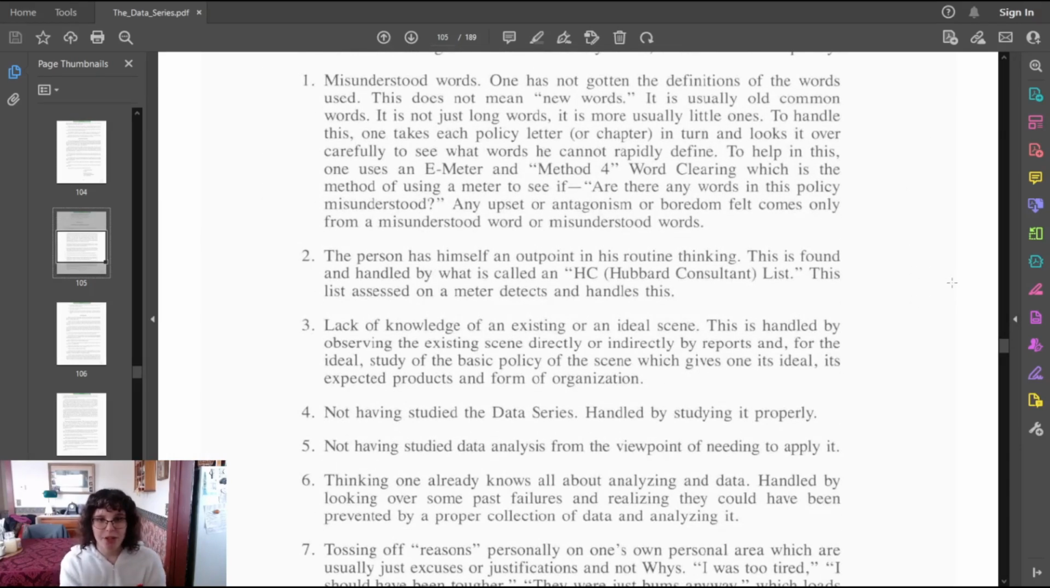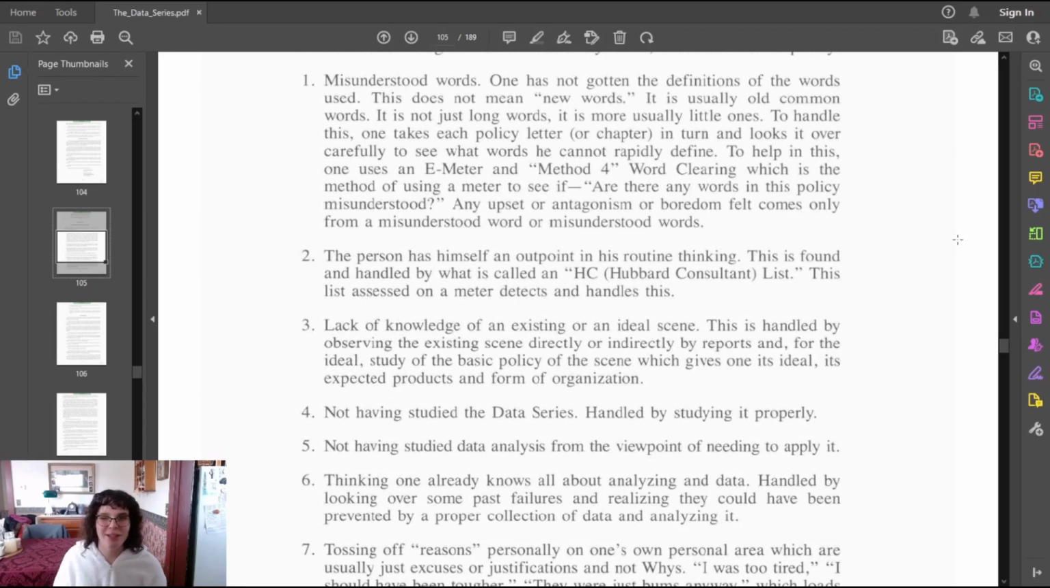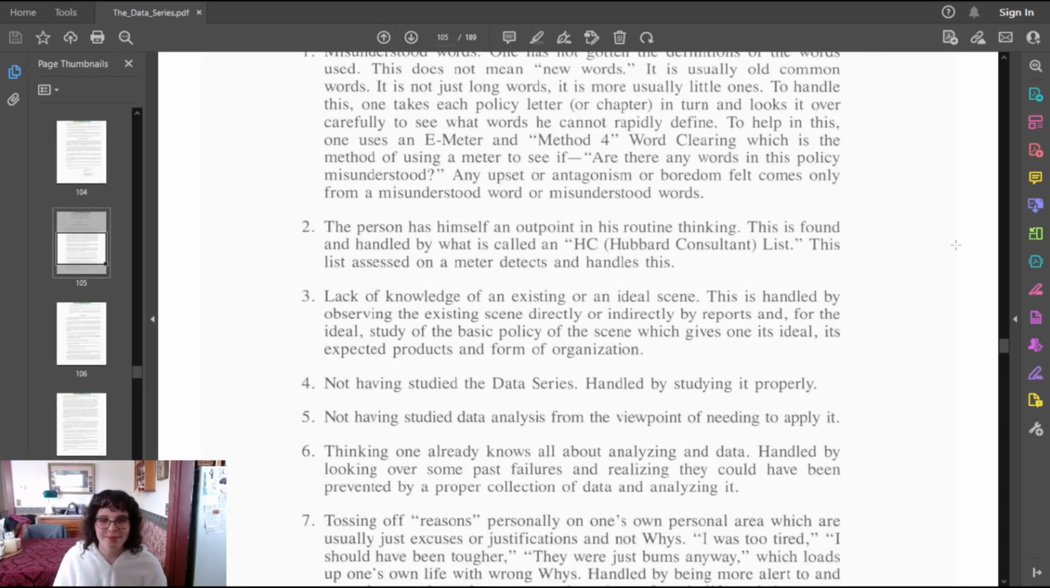Number two, the person has himself an outpoint in his routine thinking. This is found and handled by what is called an HC, or Hubbard Consultant, list. This list assessed on a meter detects and handles this. Again, on a meter, person doesn't matter. And outpoint, according to them, could be anything. So the fact that it's on this list, I'm kind of curious to see what the next possible reasons are.